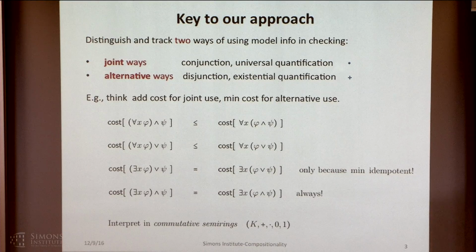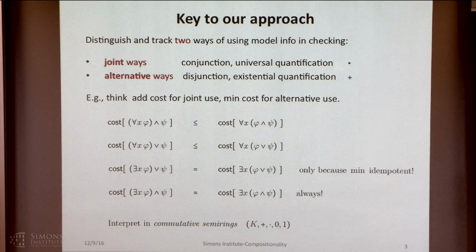So the idea is that when you evaluate, check a sentence in a model, there are two different ways of using the information to establish the truth of that sentence. There are joint ways and alternative ways. The joint ways, for example, come into play in reasoning about conjunction or universal quantification's truth. Alternative ways, disjunction and existential quantification. And the idea is that we are going to consider non-logical, non-standard interpretations of these concepts in some sort of algebraic structure in which we have two binary operations, one which we denote with dot and the other with plus, that roughly correspond to these two different ways of understanding and using information.